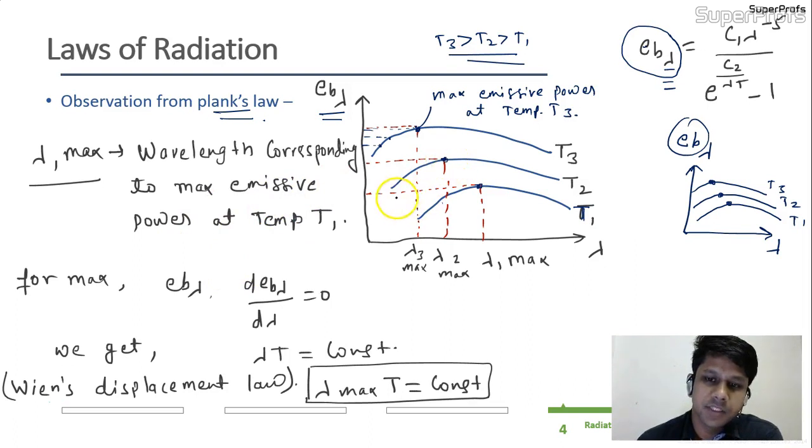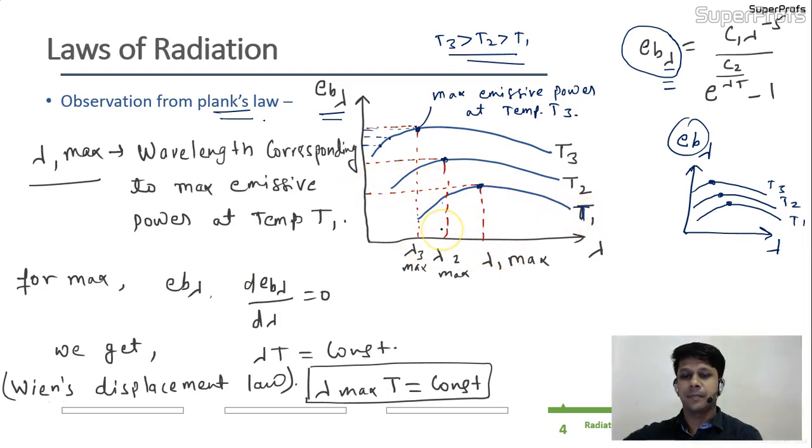So here this is the maximum emissive power corresponding to temperature T2, and this point is showing the maximum emissive power corresponding to temperature T1. Now the corresponding wavelengths, because this is the maximum emissive power, and when you plot to the x-axis you will get a wavelength. So this wavelength is denoted by lambda 1 max for temperature T1, lambda 2 max for temperature T2, and lambda 3 max for temperature T3.